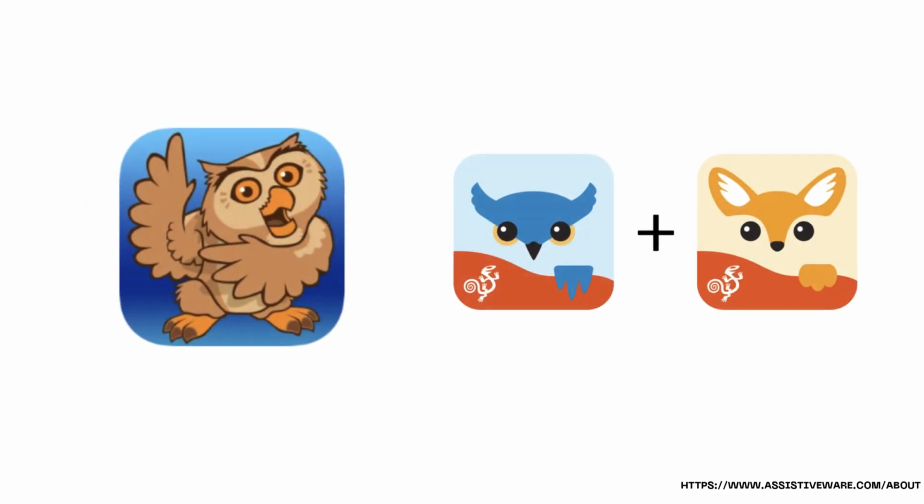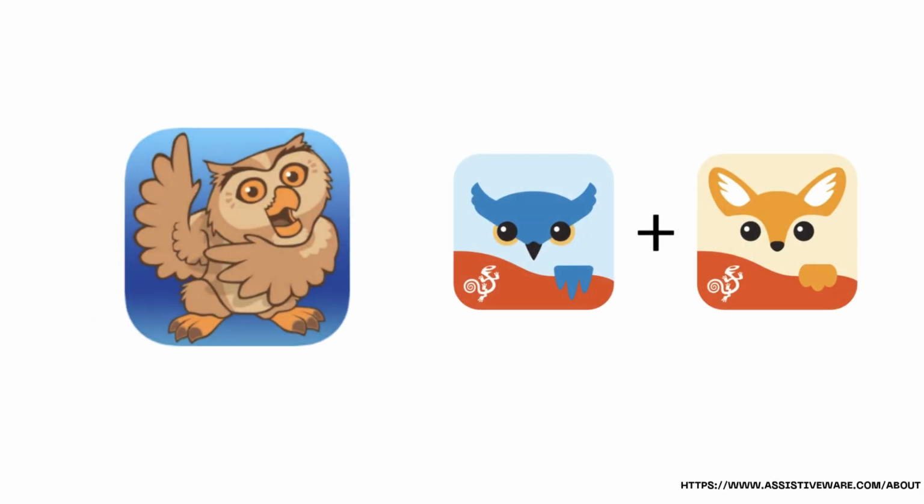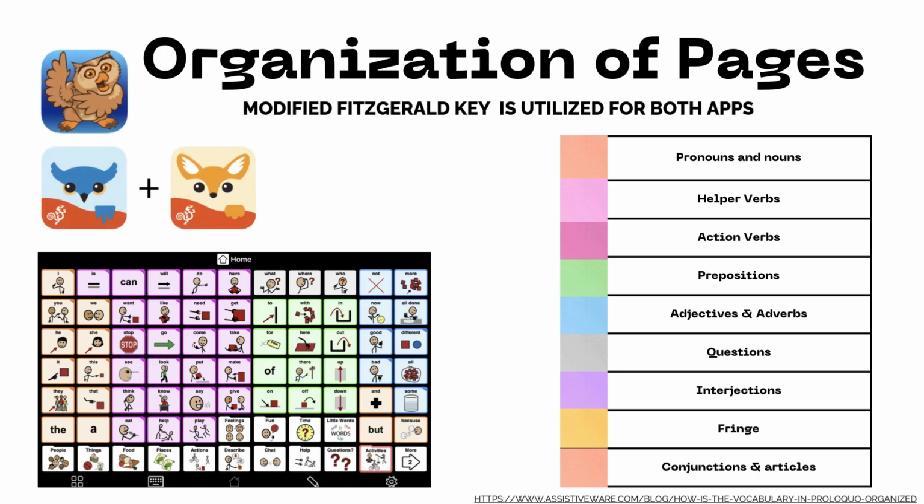So first, we're going to talk about Proloquo and Proloquo2Go. Both Proloquo and Proloquo2Go use the modified Fitzgerald key for color coding. One thing to note as well is that the white boxes are actually folders, and these folders act as categories, and they'll take you to additional words beyond that page that you are on or the core board itself. So you can pause here and look at the color coding key.